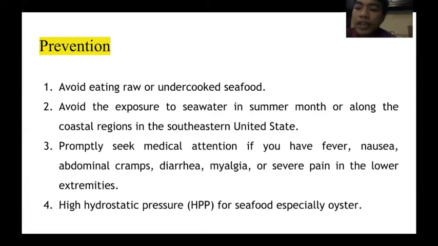Next, avoid exposure to seawater in summer, and promptly seek medical attention if you have fever, nausea, abdominal cramps, diarrhea, myalgia, or severe pain in lower extremities. High hydrostatic pressure, a non-thermal process, has been shown to be effective in inactivating Vibrio vulnificus and Vibrio parahaemolyticus in oysters without change in original nutrients, flavor, or appearance.